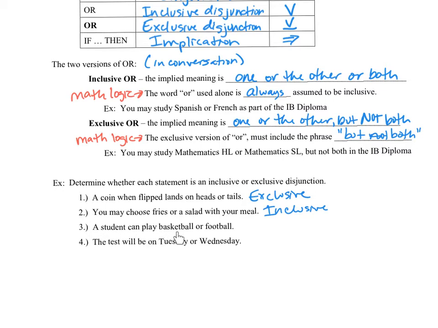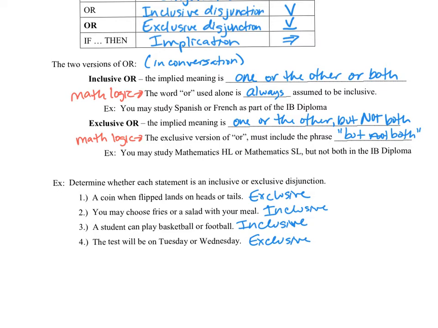How about this one? A student can play basketball or football. Well, do you know anybody that plays both? In everyday English, I think it's commonly understood that a student could play both basketball and football. Okay, and then number four, the test will be on Tuesday or Wednesday. Well, the test can either be one day or the other day. You're not going to have a test on both days. So again, common knowledge, or just in everyday conversation, we would see how that's the exclusive use of the word "or."